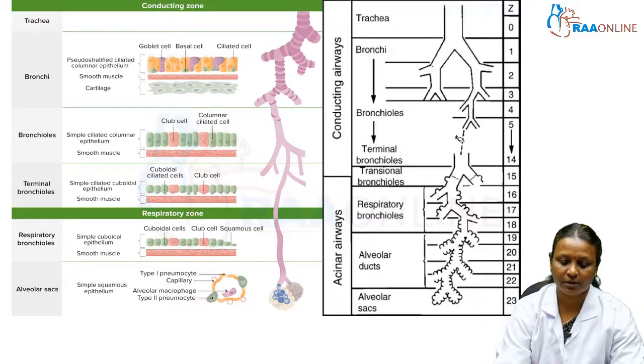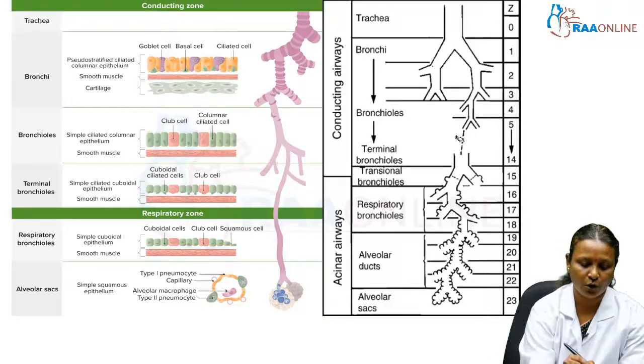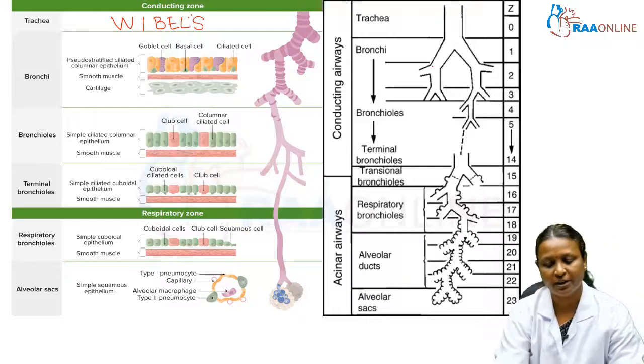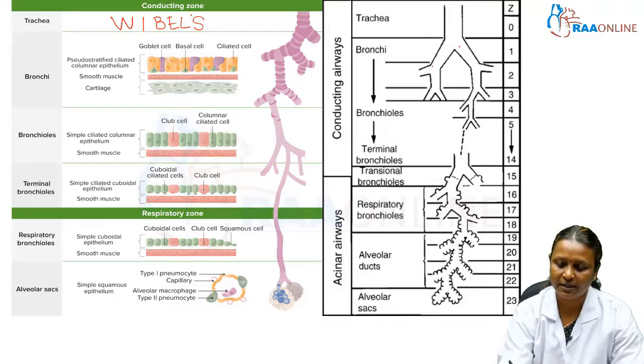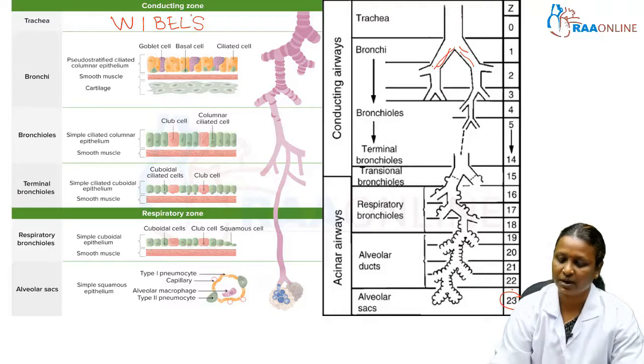So this picture shows the branching of the tracheobronchial tree. You call this Weber's tracheobronchial branching system. Okay. So here you have the right and the left bronchi. These are the two major bronchi which will branch into multiple branches. You have 23 generations of such branching.